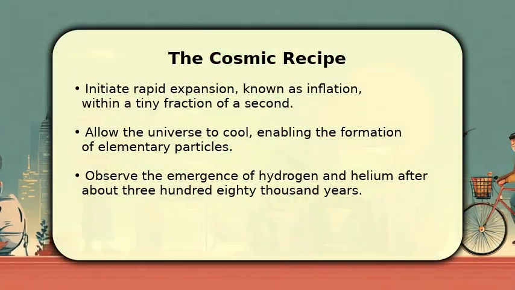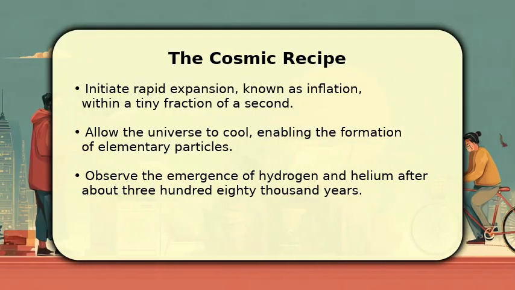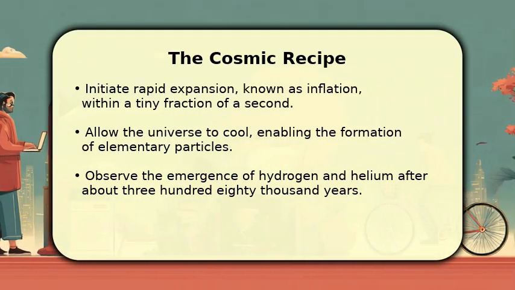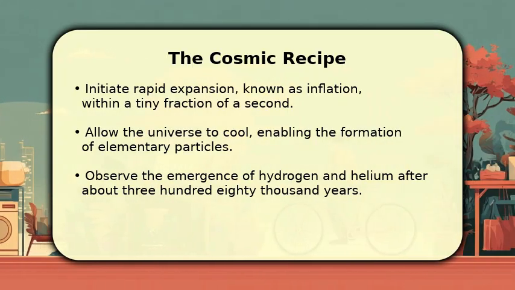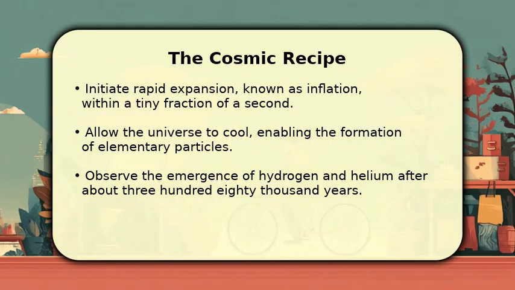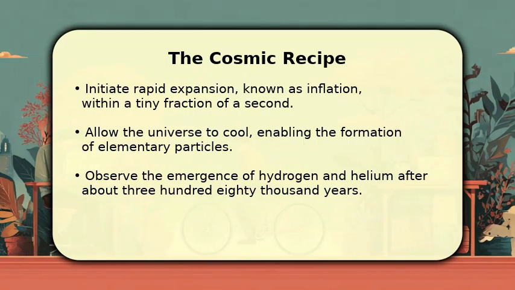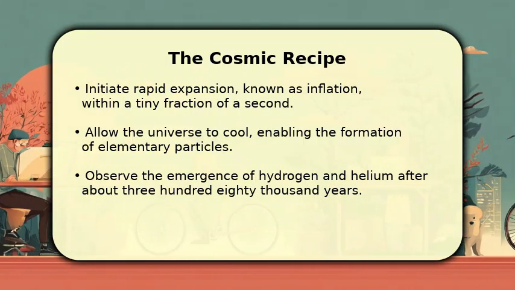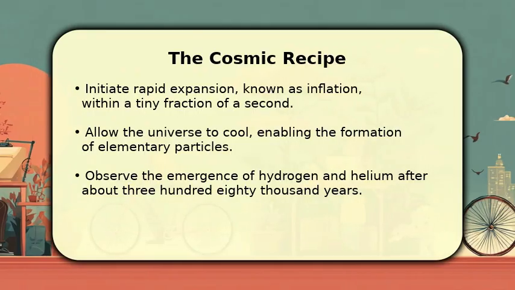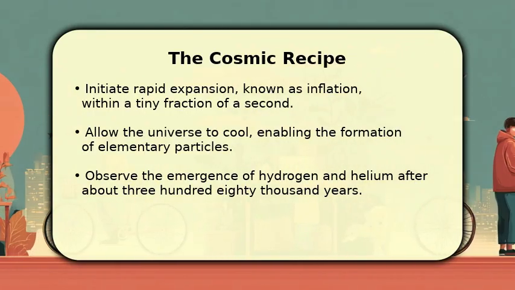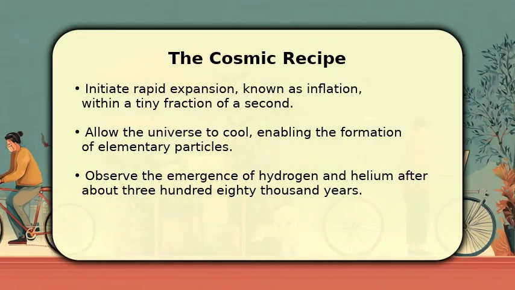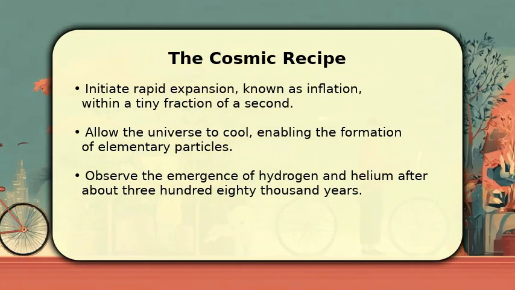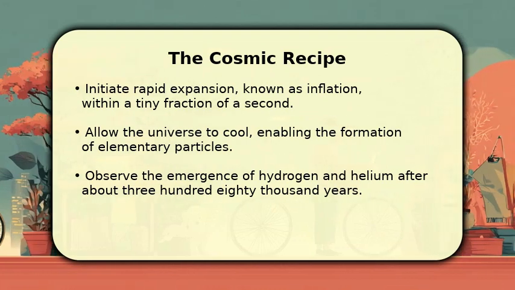Now for the cooking process. Initiate a rapid expansion, known as inflation, occurring within a tiny fraction of a second. As your universe expands, allow it to cool dramatically, enabling elementary particles to form. After about 380,000 years, hydrogen and helium atoms will emerge, forming the basic building blocks of everything to come. This cooling is crucial for structure formation.